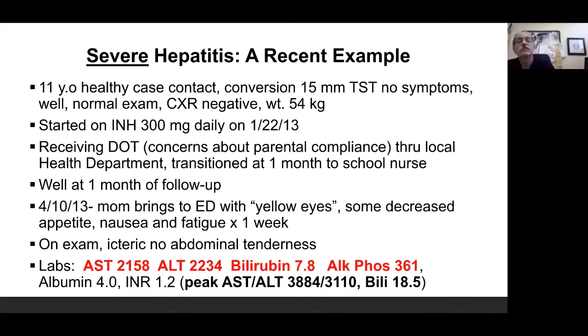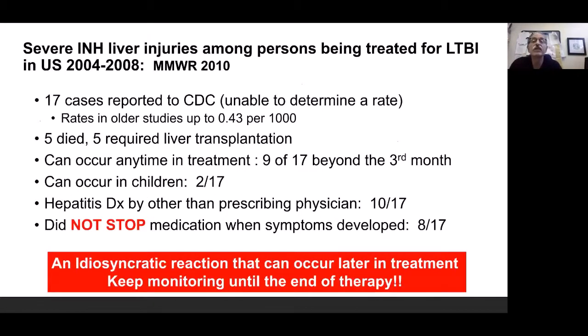Severe isoniazid liver injury still occurs. This was from a review in the MMWR from 2010, and they reviewed 17 cases. It's really hard to figure out what the rate of this is because there was no denominator.